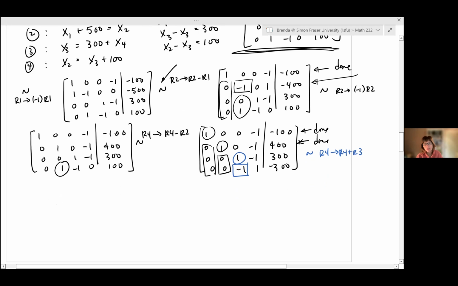Other thing to notice is you may have chosen a different set of row operations than I did. That's perfectly fine. There's multiple ways of doing this, and some ways are much easier for the arithmetic and much faster. So a little bit of thought should be put into your row operations. Don't just sort of blindly hammer through.